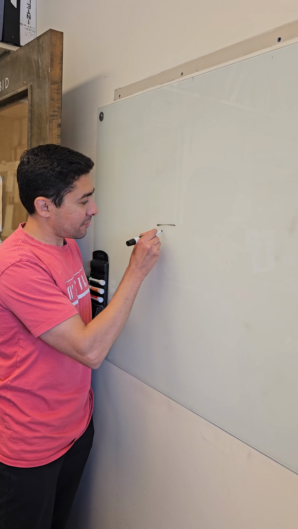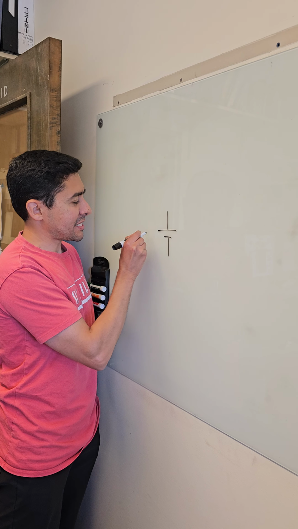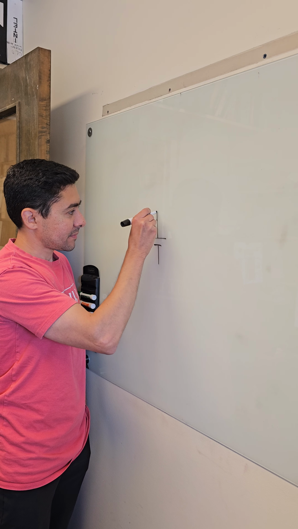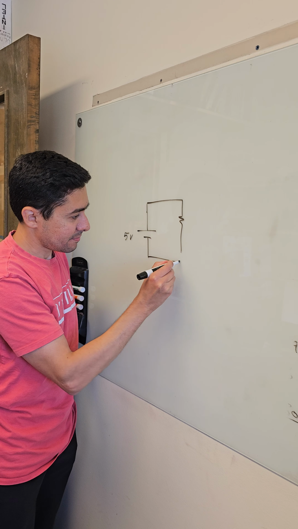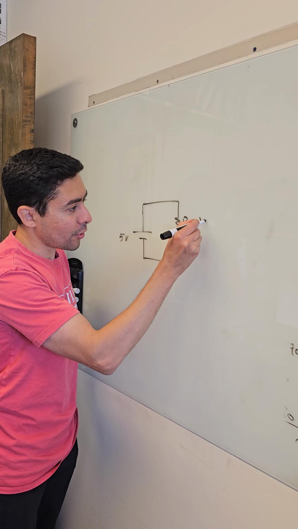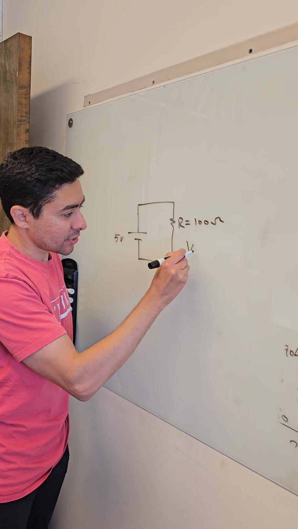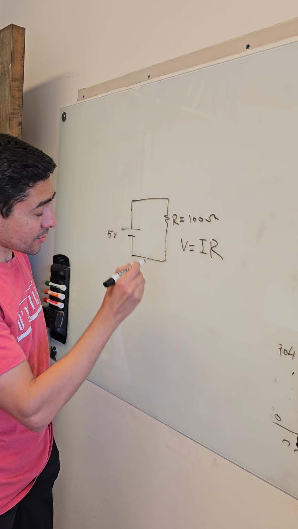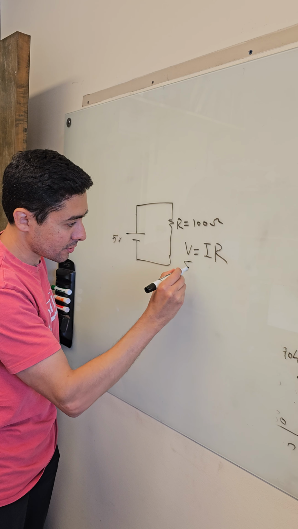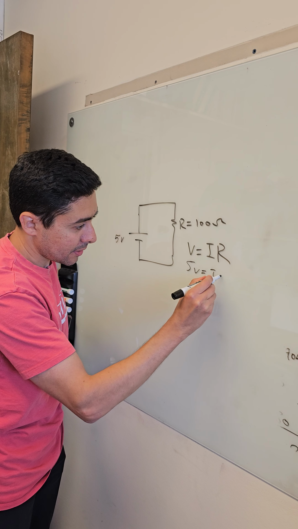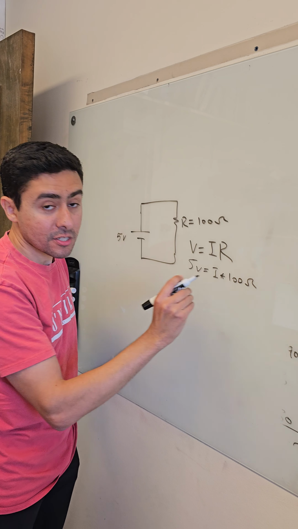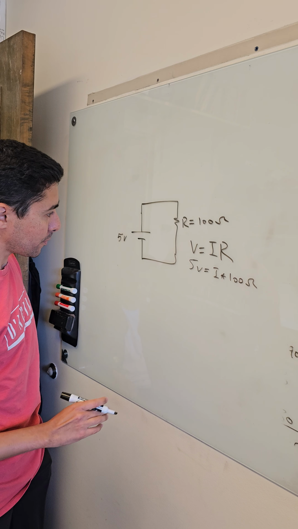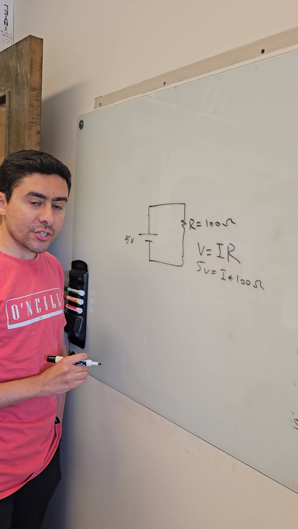So imagine you have a battery, let's say a 5 volts battery, and you have here a resistor of a value of 100 ohms. Voltage in this case equals current multiplied by resistance. So in our case it's 5 volts equals I multiplied by 100 ohms. That's basic Ohm's law. What if we change the resistance to 0?